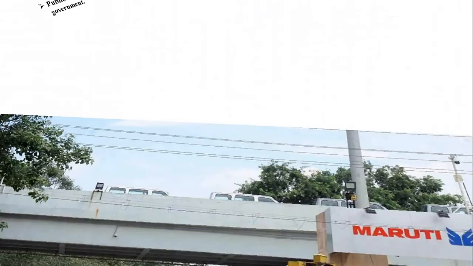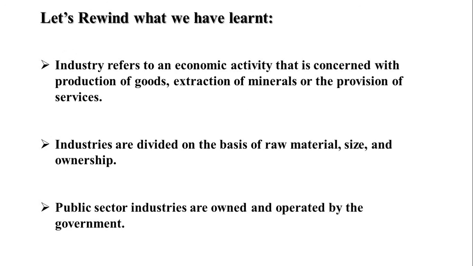Let us recap what we have learned today. Industry refers to an economic activity that is concerned with production of goods, extraction of minerals, or the provision of services. Industries are divided on the basis of raw material, size, and ownership. Public sector industries are owned and operated by the government. Let us see what you have grasped today. Here are some questions for you.